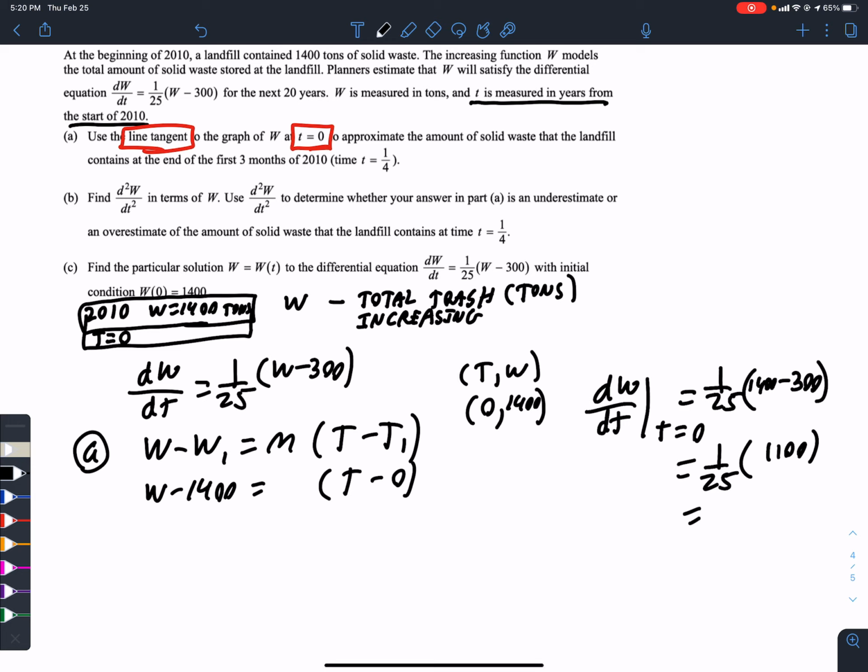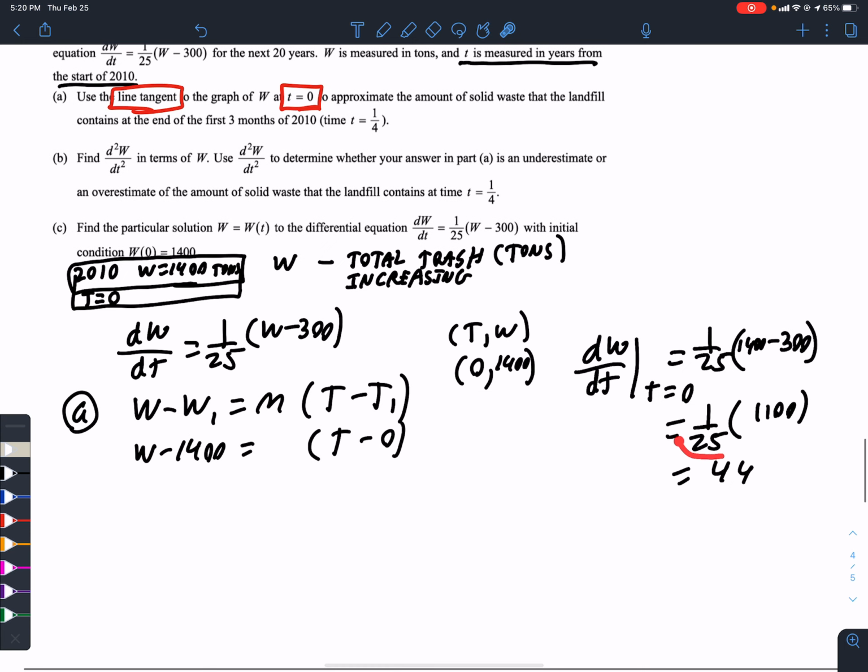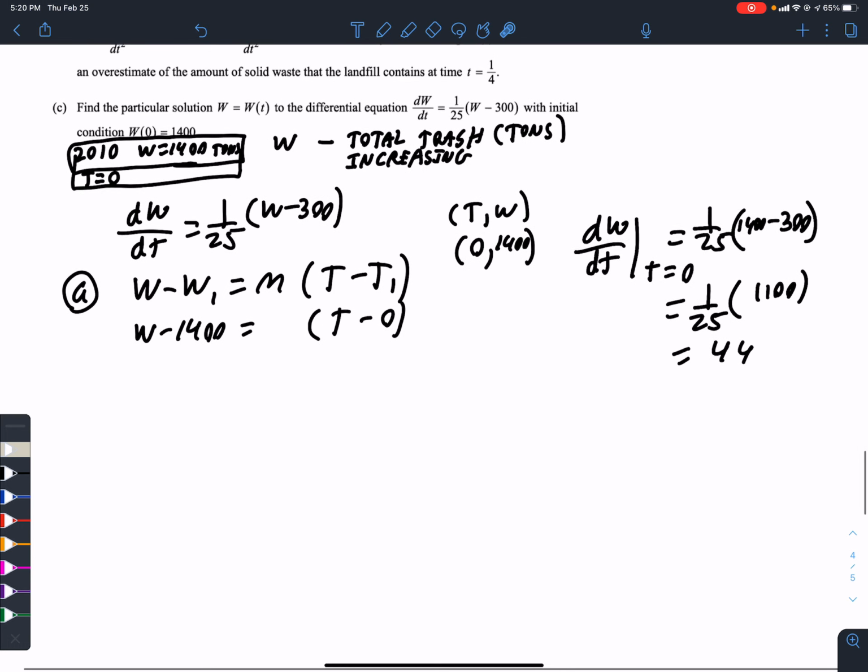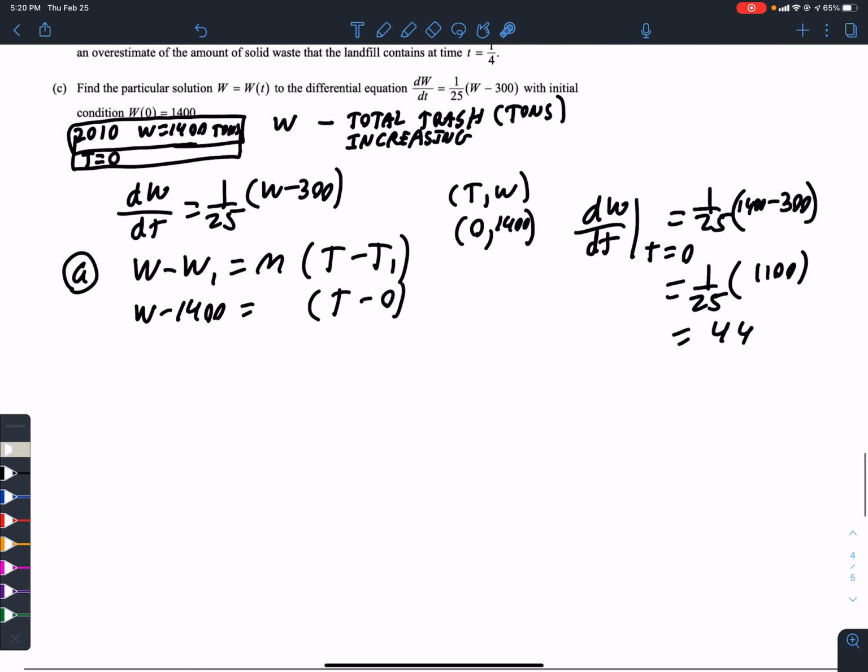25 goes in 1,100 44 times. How do I do that? Because 4 25s make 100. I have 11 hundreds, so I need 44. See how I did that? So 44 is the slope. Bam.